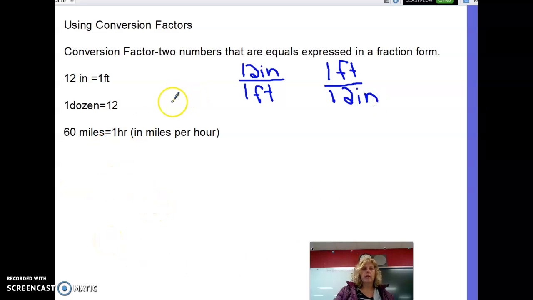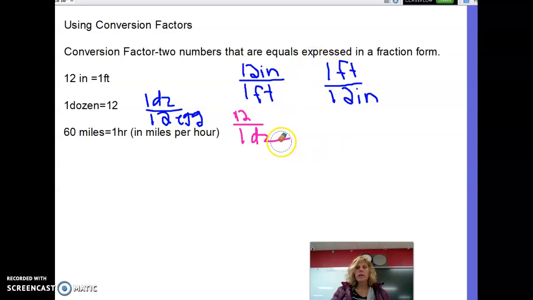We can do the same thing with a dozen, right? 1 dozen equals 12 of anything. So I could say one dozen is equal to 12. And let's just pretend I'm talking about eggs, because when we do a problem, we would be given some sort of tangible thing to use that with. Or I could say that 12 eggs is equal to 1 dozen, right? So I can use that either way.